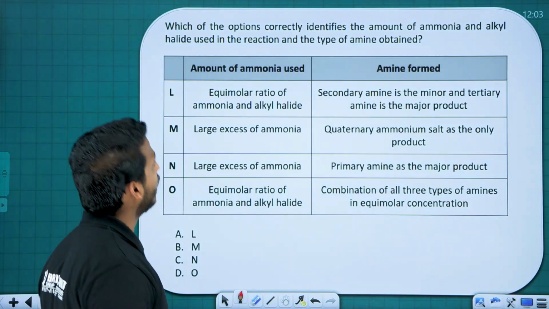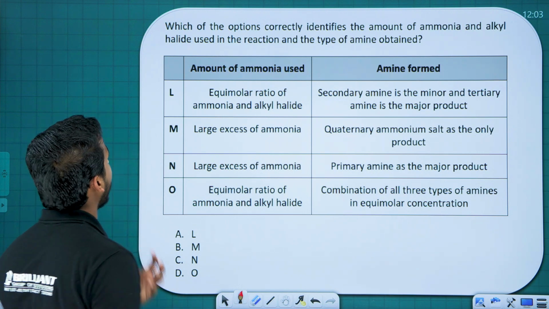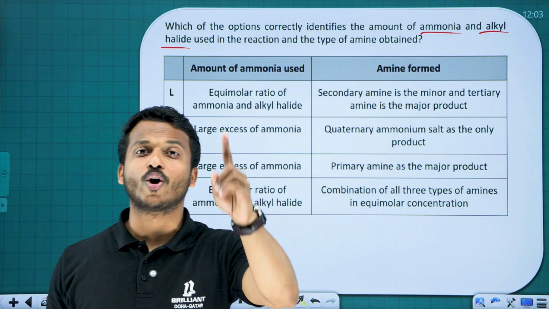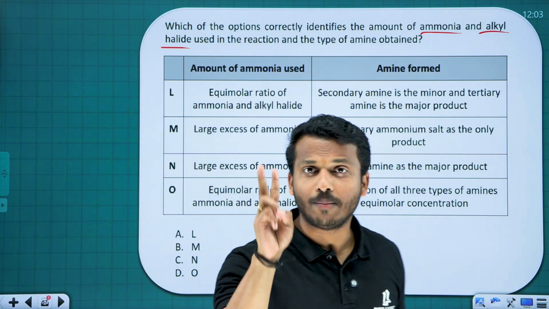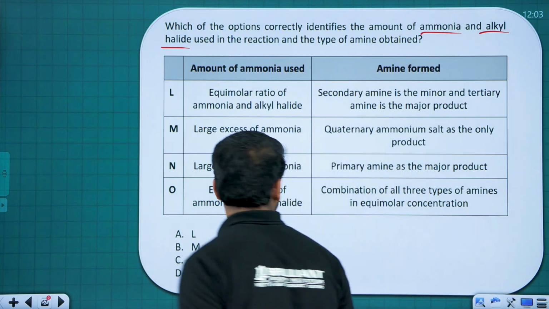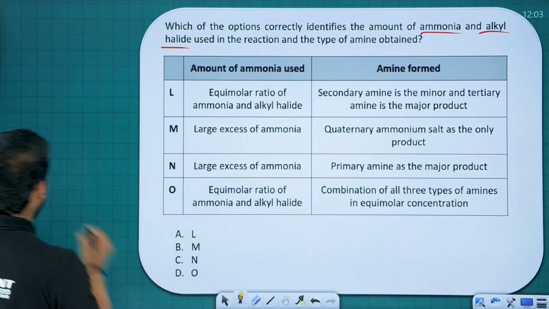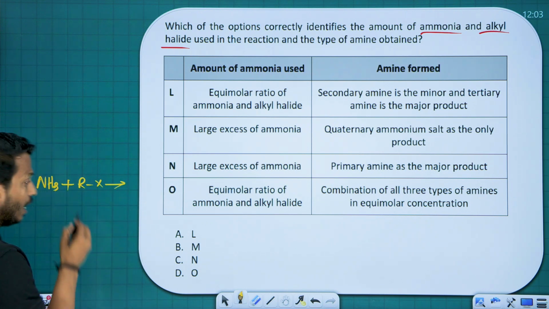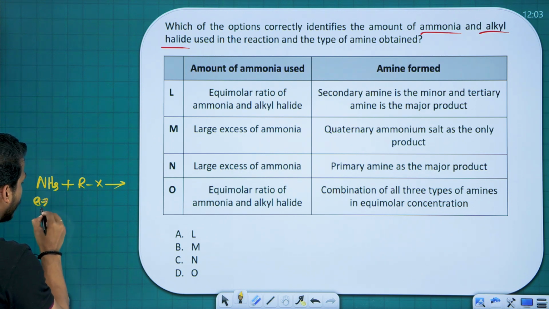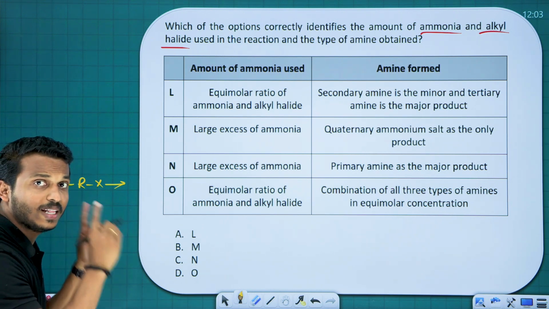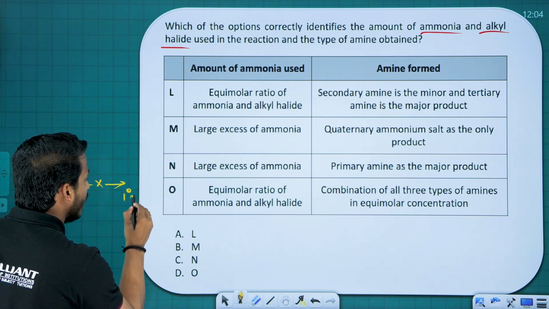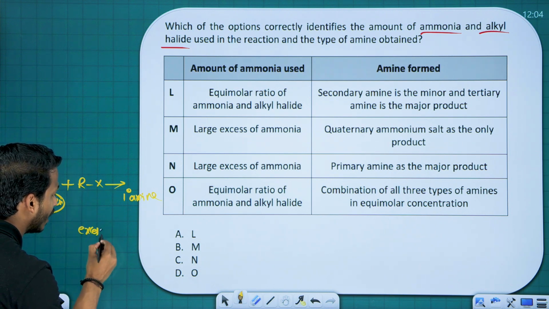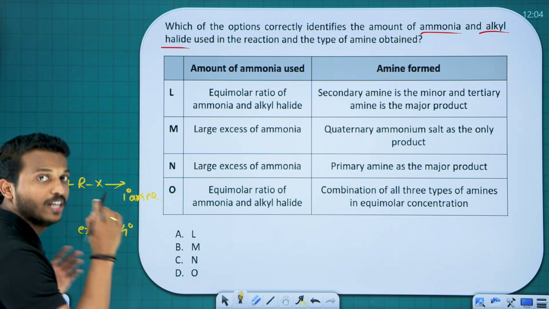Next one. Which of the options correctly identifies the amount of ammonia and alkyl halide? What is the reaction? Ammonia and alkyl halide, that's our ammonolysis. In ammonolysis, we studied two important points. You know the demerits of ammonolysis. If we use ammonia and alkyl halide RX, and the ammonia in the beginning is in excess, you will get primary amine as the major product. What happens if haloalkane is in excess? If haloalkane is in excess, quaternary salt will be the major product.